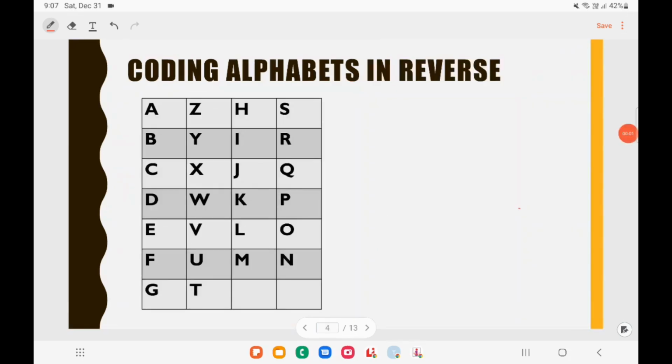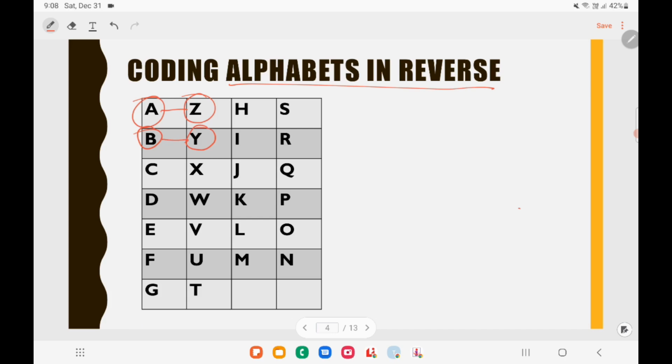Now let's see another common type of coding, which is coding alphabets in the reverse. So here alphabets are coded with other alphabets itself. Okay, so here, but in the reverse order. For example, A, which is the first letter in the English alphabet, is coded with Z, which is the last letter in the English alphabet. B, which is the second letter in the English alphabet, is coded with the 25th letter in the English alphabet, which is Y. So in this way the coding is being done.